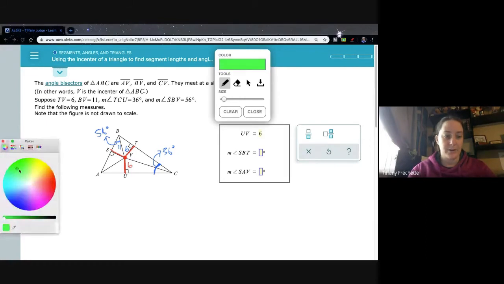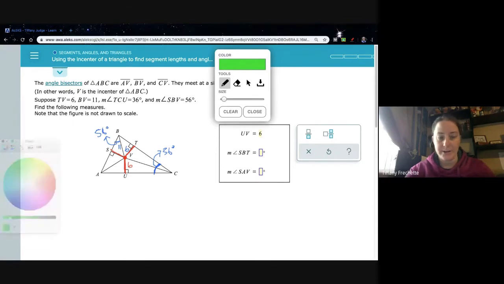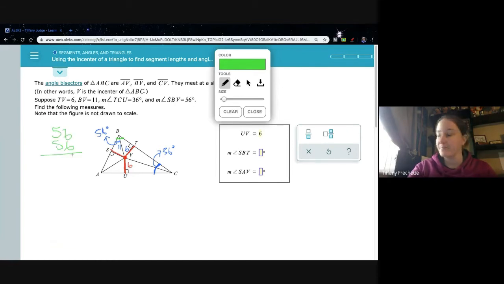Now let's see. I'll change my color to green here, a little darker green so it's not super bright on your eyes. And we're going to go to SBT. So we want the whole angle here, the whole thing, both halves. I just kind of gave away what we're going to have to do. 56 is a half of the whole thing because remember this is an angle bisector. Bisector means to cut in half. So all I have to do is take these and add them together. So I end up with 112.